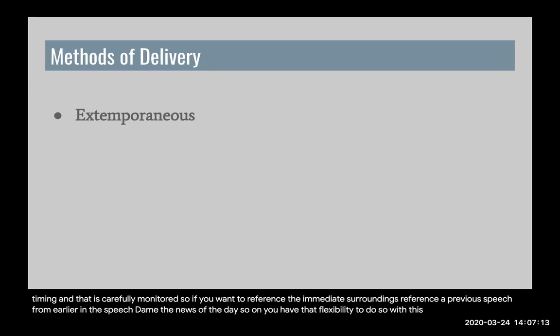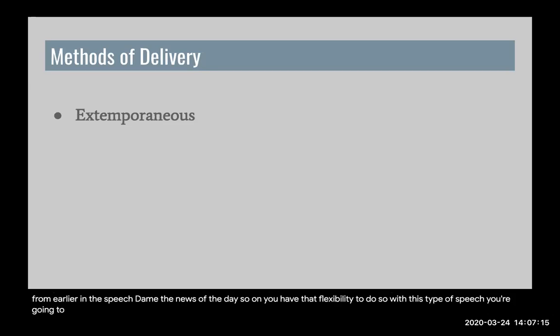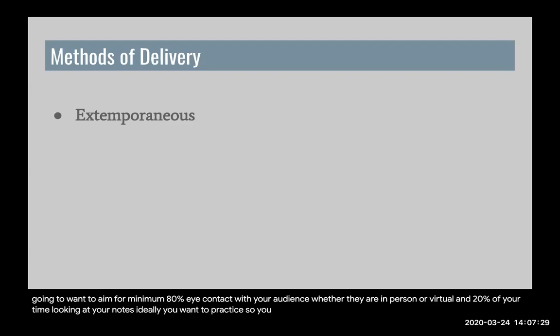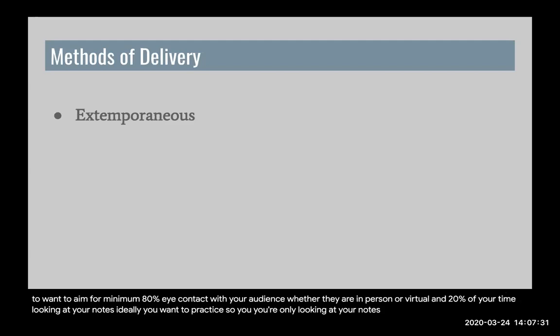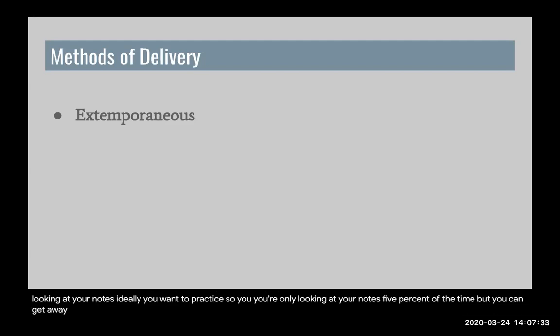With this type of speech, you're going to want to aim for minimum 80% eye contact with your audience, whether they're in person or virtual, and 20% of your time looking at your notes. Ideally, you want to practice so you're only looking at your notes 5% of the time, but you can get away with 20%.